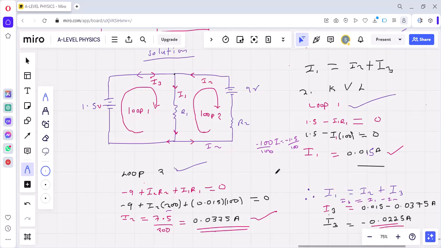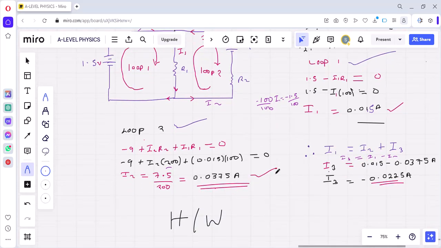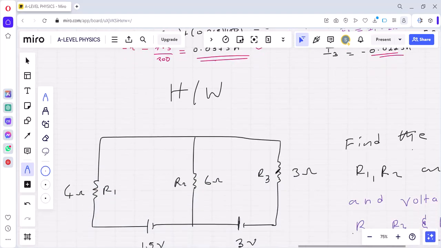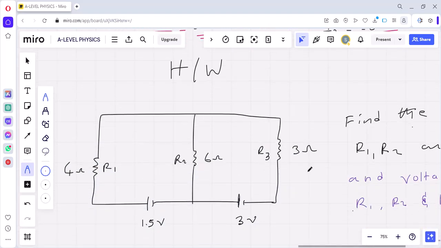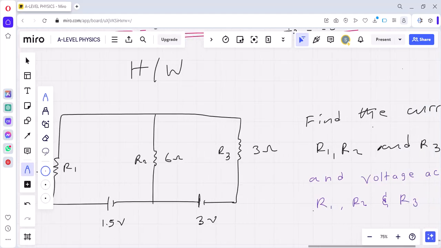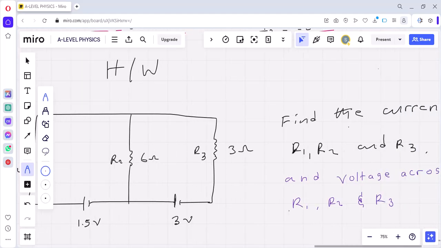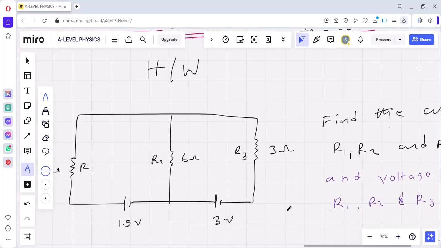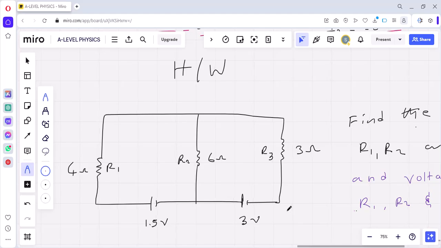Now I have homework for you guys. So you try this one here. That's the question there. Try to find the current through resistor 1, resistor 2, and resistor 3. Also, the voltages across resistor 1, resistor 2, and resistor 3 using Kirchhoff's law. Here is the question. You can copy, then solve for the currents and the voltages across each resistor.